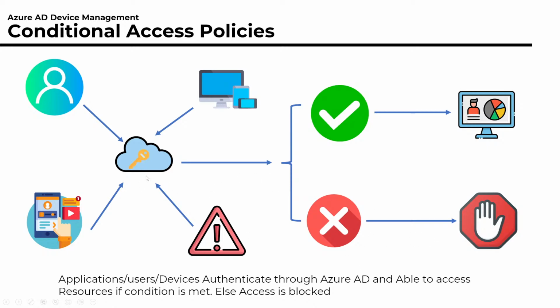We can also set the conditions in such a way that, for example, what is the maximum number of retries the user can try if he forgot the password, or what is the maximum number of concurrent sessions allowed for that particular user. Everything we can set up in the conditional access policies. Applications, users, or devices which are connected to the Azure Active Directory authenticate through the Azure Active Directory and are able to access the resources only if the condition is met, or else the access will be blocked to that particular user.